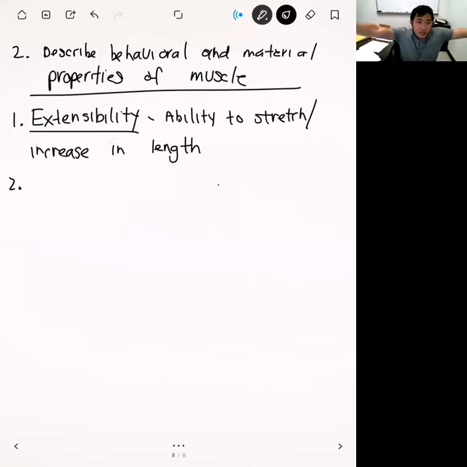All right, and so going along with that, it's one thing to be able to stretch and increase in length, but the other important property for muscles to have is that after you increase it past its original length, it can then return back to its normal length. Okay, and so that property is called elasticity. Okay, and so elasticity refers to the ability to return to normal length after being stretched.